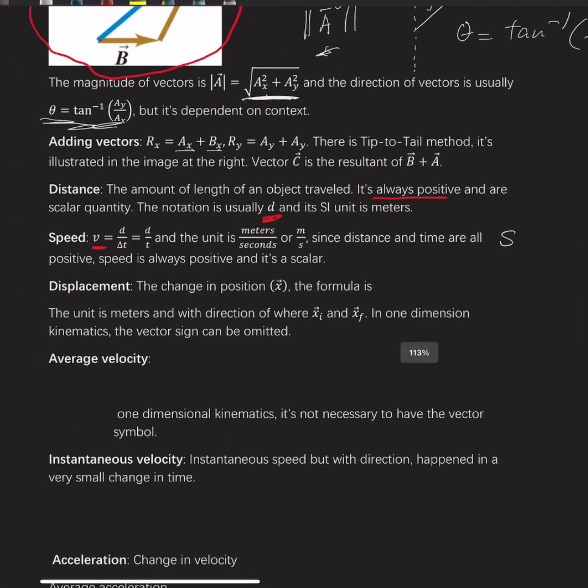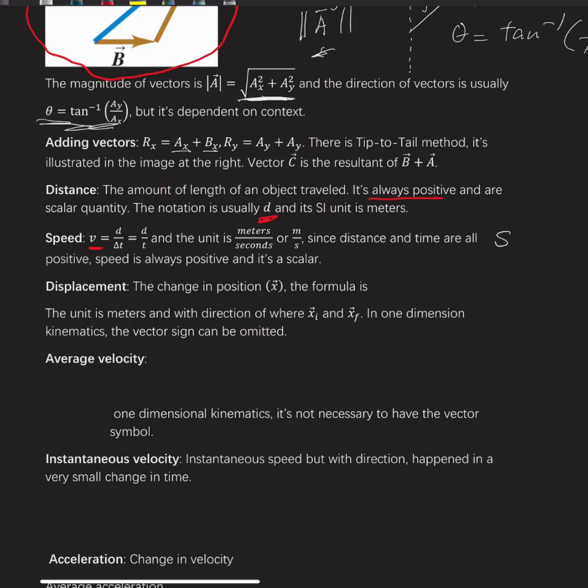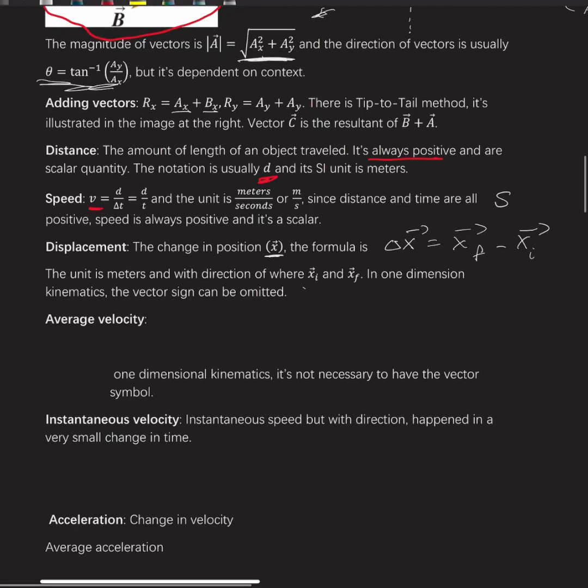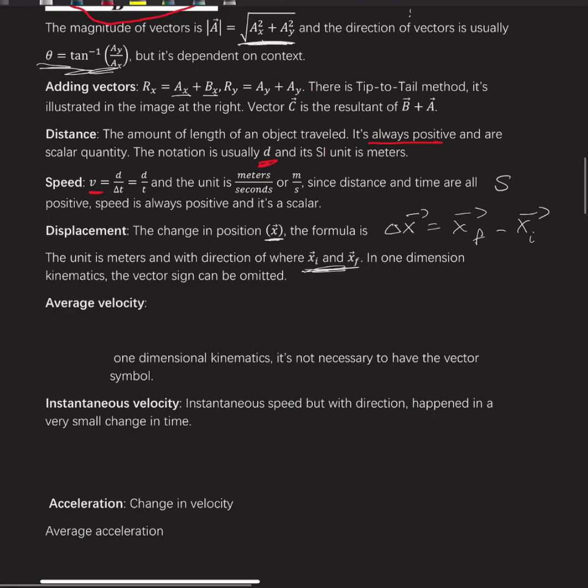Displacement, it's the change in position, x, with x representing the position. The formula is delta x is equal to x final minus x initial. The unit is meter with the direction, where xi and xf are the initial and final positions. And in one dimension, you can omit the vector sign because there's really only one direction. You don't need to specify which direction it is.